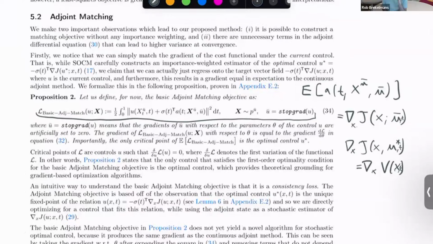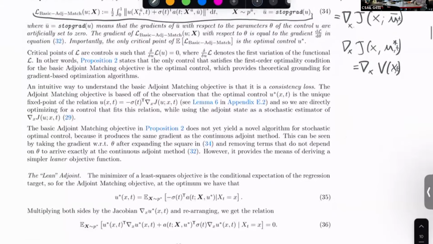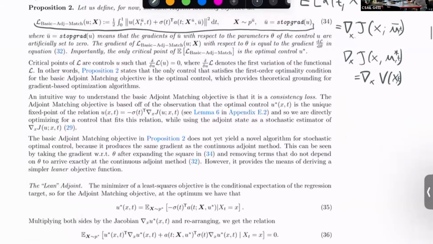Yeah, so we can calculate A exactly, but the expectation is under the wrong thing. It will eventually be the right thing once we converge. If we had the right samples, then we would just optimize 34 and we'd be done. Like if we had samples from U star, we would just use them and be happy. But of course we don't.